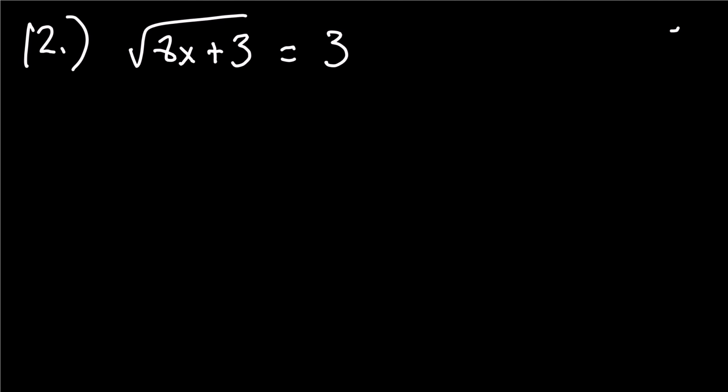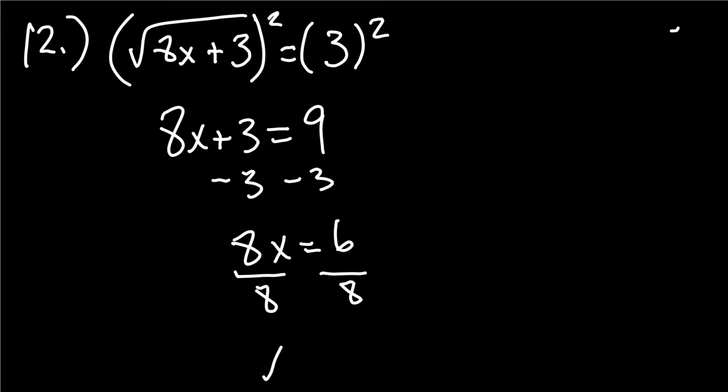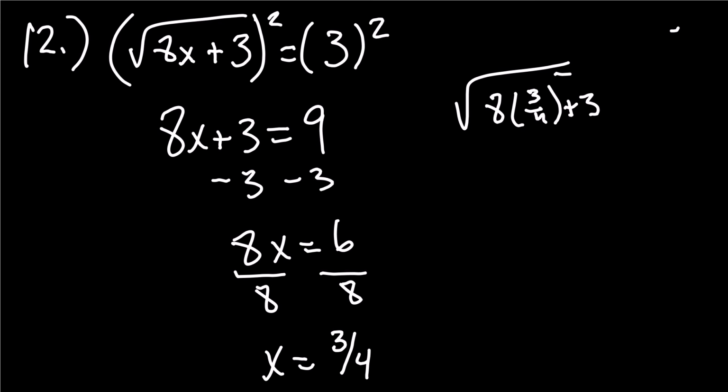All right, 12. We have the square root of 8x plus 3 equals 3. This radical is already isolated, so I square both sides to start. So I get 8x plus 3 equals 9. Subtract 3 from both sides. I get 8x is equal to 6. Divide by 8. I get x is equal to positive 3/4. Now we plug it in to check our work. So I say square root of 8 times 3/4 plus 3. Does that equal 3? It does. So we're good with number 12. Just going to continue to move on.